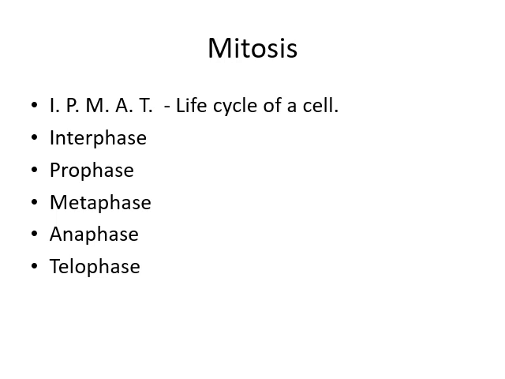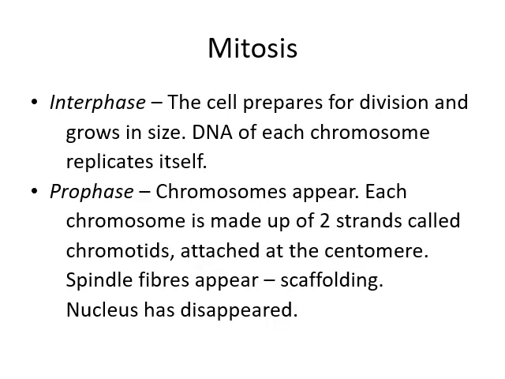So the life cycle of a cell includes 5 sections, short with IPMAT. There is an interphase, there is a prophase, metaphase, anaphase, and telophase. The cell starts with its interphase. The cell prepares for division and grows in size. The DNA of each chromosome replicates itself, is copied.